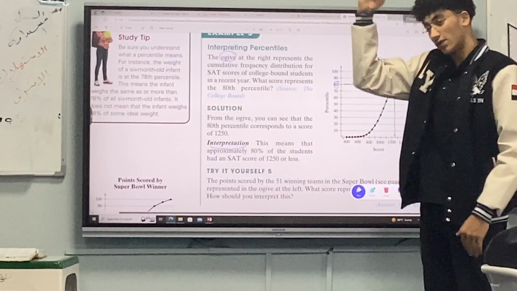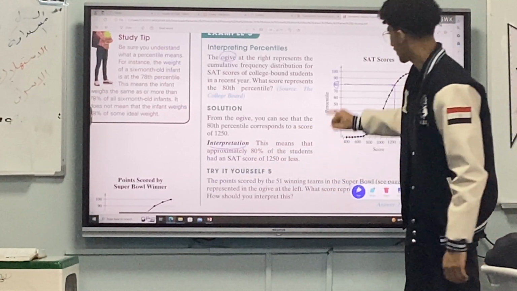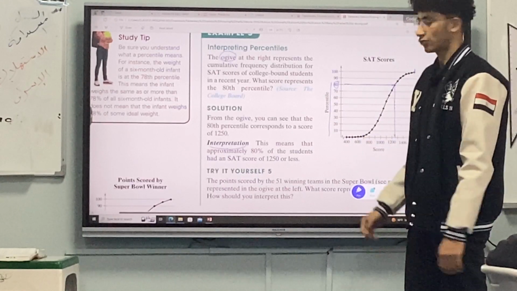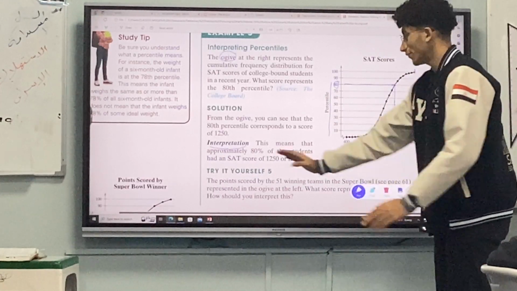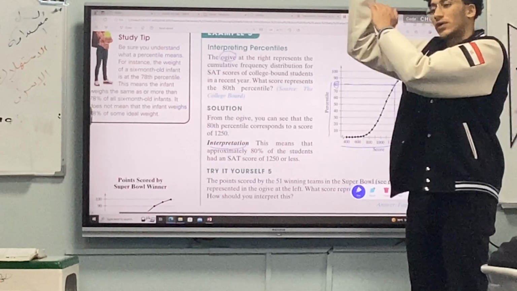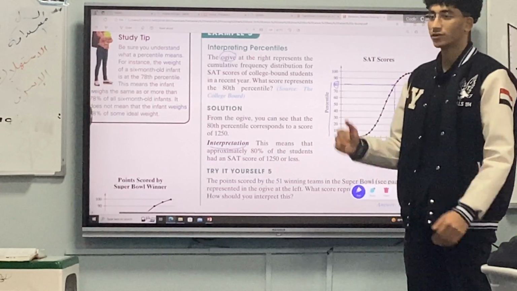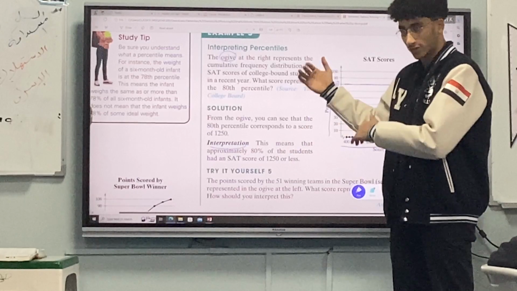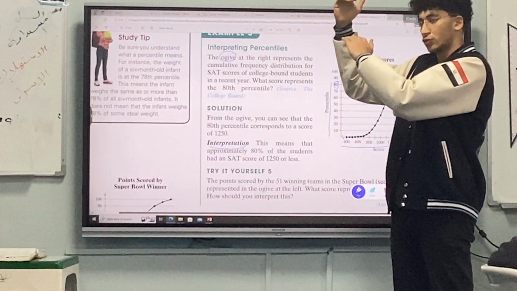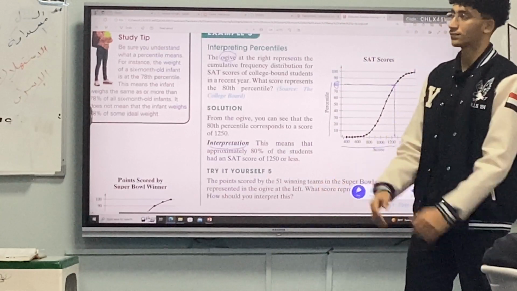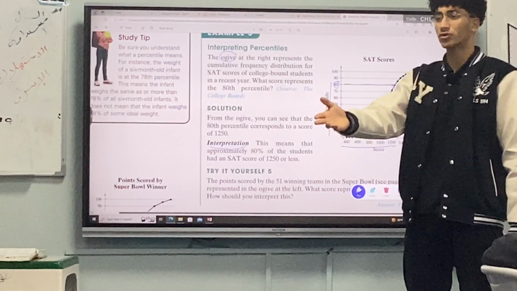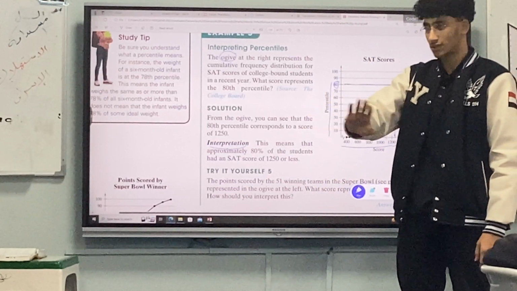At the 80th percentile, that means after it's higher than 2050, you're in the top 20% of students. So you're top 20%. That percentile is what matters.